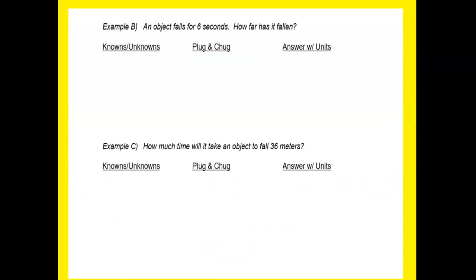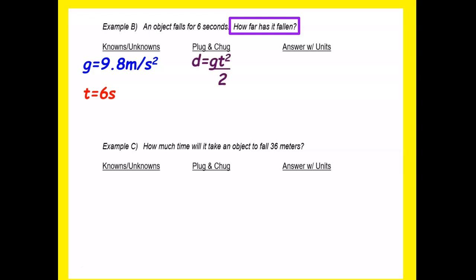All right, next problem. An object falls for 6 seconds. Again, same statement, but now the question says, how far has it fallen? Again, how far? It has fall in the problem, so therefore I know 9.8 meters per second squared. Then it says time for seconds, okay? But now since it's how far, which means I'm asking for distance.